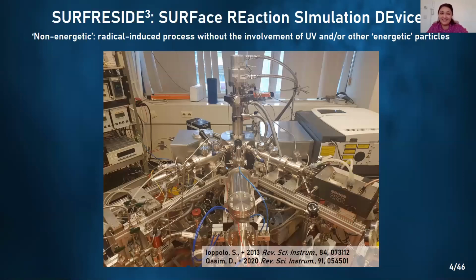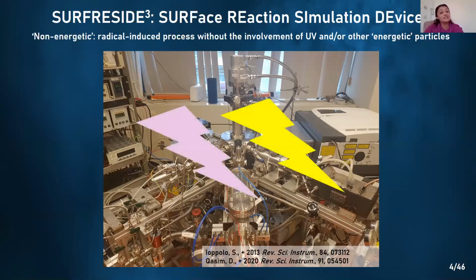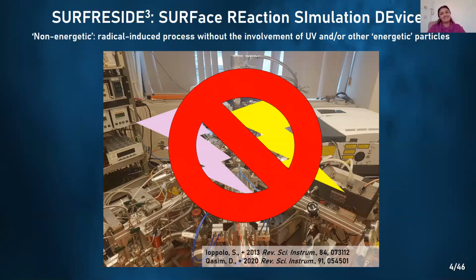So the way we do this is through the utilization and constant modification of an ultra-high vacuum setup called SURFRESIDE. This stands for Surface Reaction Simulation Device. This setup allows us to study non-energetic processes at the low temperature of 10 Kelvin. And here, non-energetic refers to a radical-induced process that does not involve energetic particles such as UV photons or electrons, for example. So this non-energetic process is what we expect to be one of the more important processes to how simple and complex organic molecules are formed in these cold, dark, and particularly in these dense clouds.